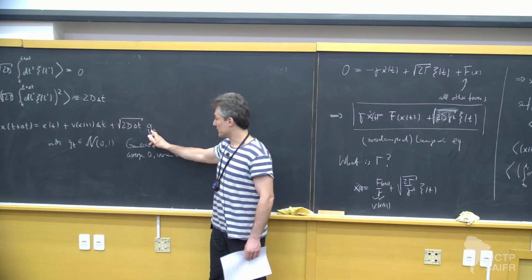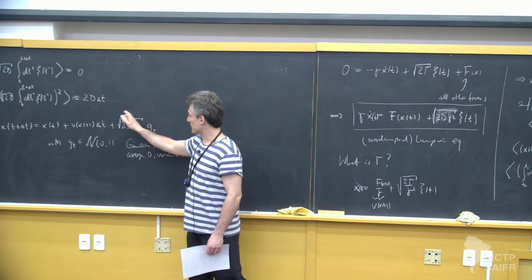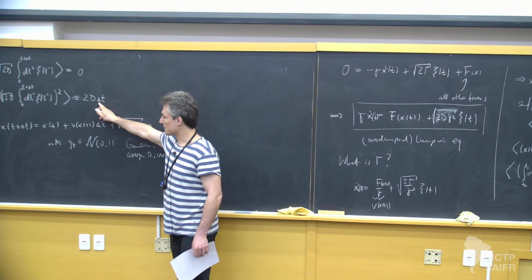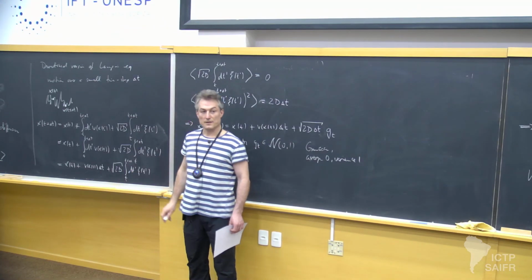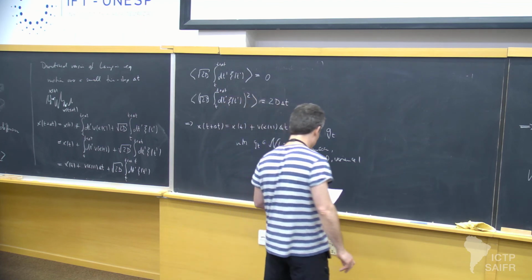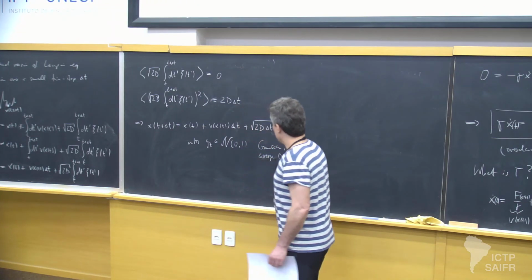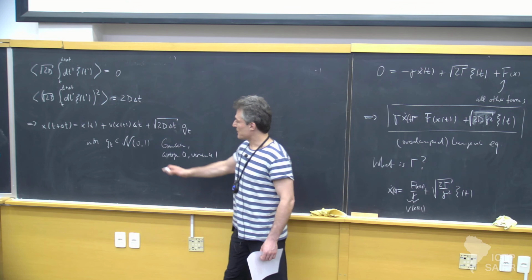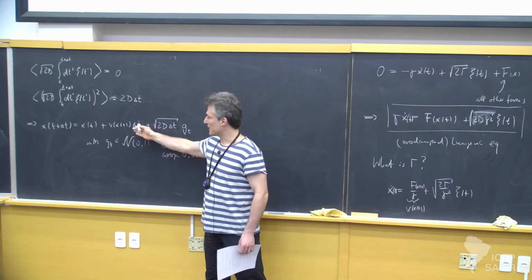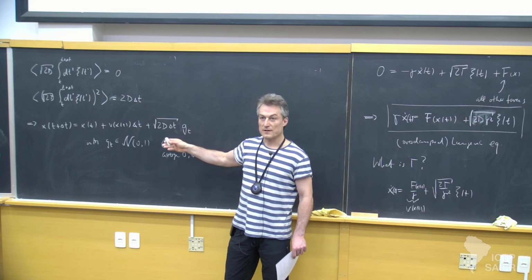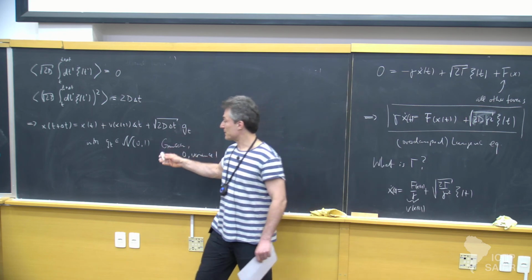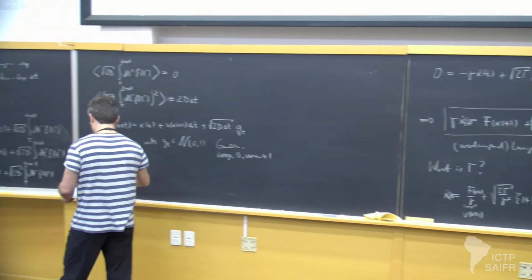If the variance of g is 1, then the variance of this combined object is this, and the combined object is what we had here, so what we substituted here. Okay, and now you see this is like a discretized version. This is like an algorithm you could actually use to simulate Brownian motion on the computer. And this is called the Euler algorithm.